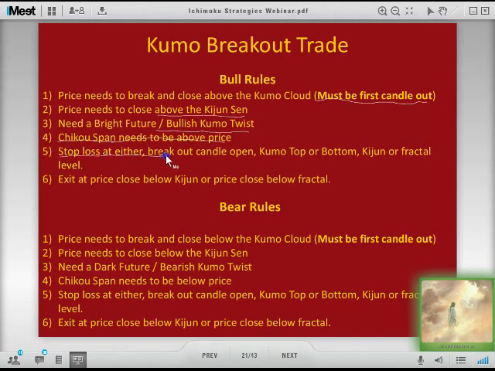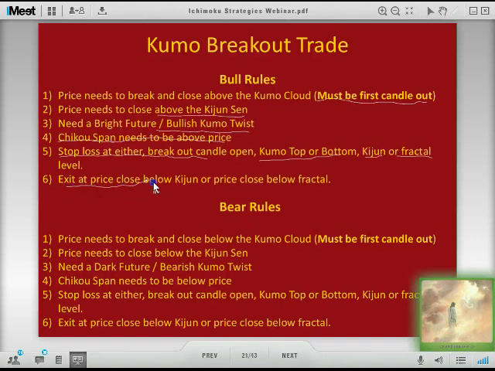Your stop loss is either at the breakout candle, at the Kumo top or bottom, at the Kijun-sen, or the fractal level. These are all stop loss areas that you can use, and I'll show you those levels when we get to the charts, and you can decide which ones you want to use. I stick with the Kijun-sen, and sometimes I'll move to the fractal level. Those are the two main ones that I use. The fractal level is very important, and fractals tell you the structure of your market, which way that market is going.